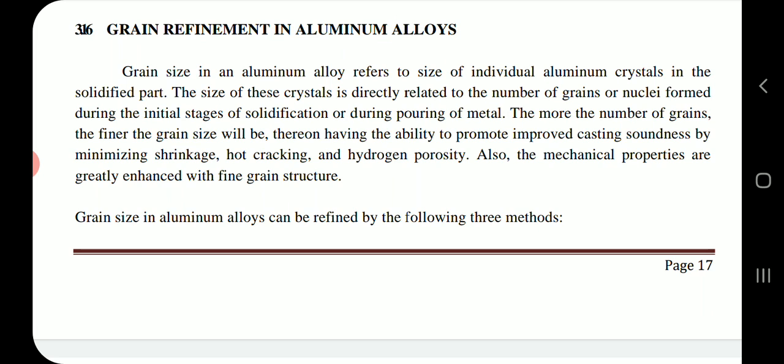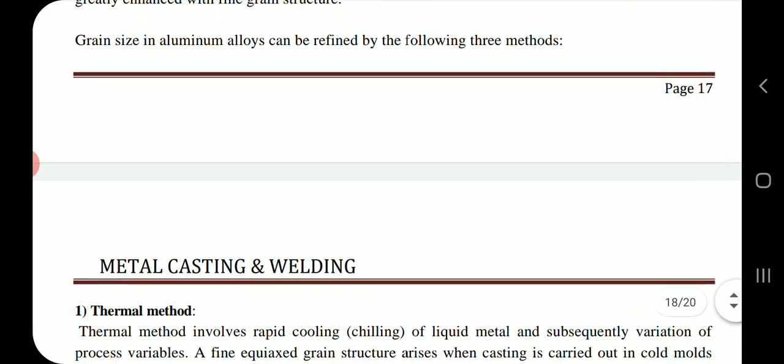The more the number of grains, the finer the grain size will be, thereby having the ability to promote improved casting soundness by minimizing shrinkage, hot cracking, and hydrogen porosity. Also, the mechanical properties are greatly enhanced with fine grain structure. Grain size in aluminum alloys can be refined by the following three methods.